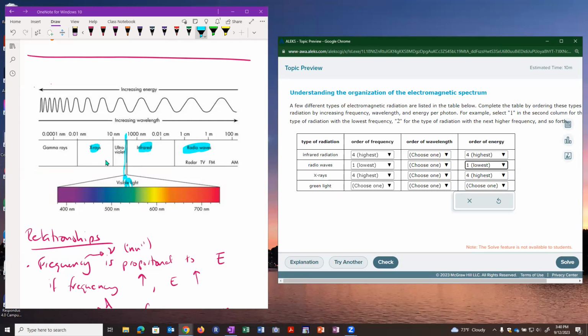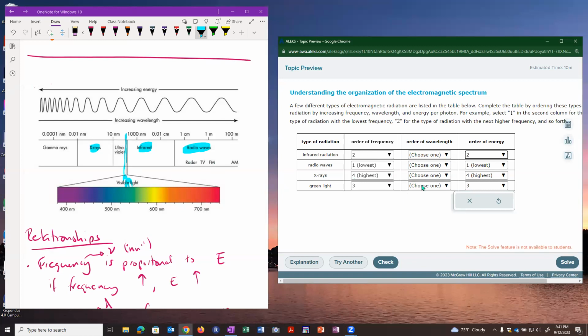The next highest energy and frequency would be the visible light, which is going to be our green light in this case. That'll be 3. And our infrared, sorry, is going to be the third highest. All right, so let's put that in. Or second lowest, if you want to think about it that way.